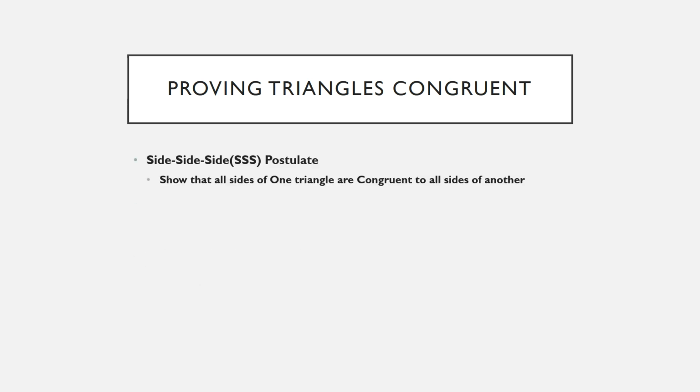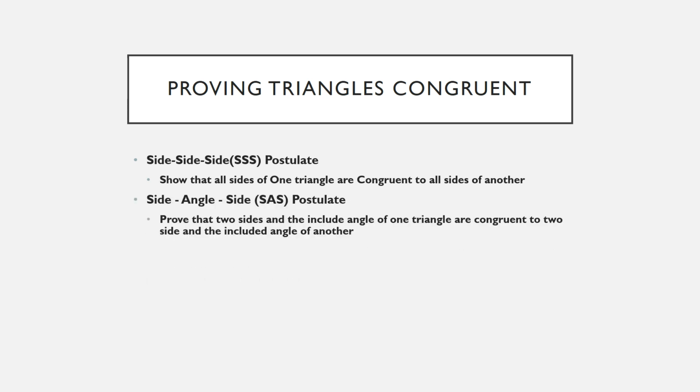Remember, in the lesson, we had some postulates and theorems that we talked about. The first one was side, side, side. So that's basically just showing that every side of one triangle is congruent to every side of another. We had side, angle, side. So if we can show that two sides and the angle that is in between those two sides is congruent to the same two sides and the angle of another triangle, that they're congruent.